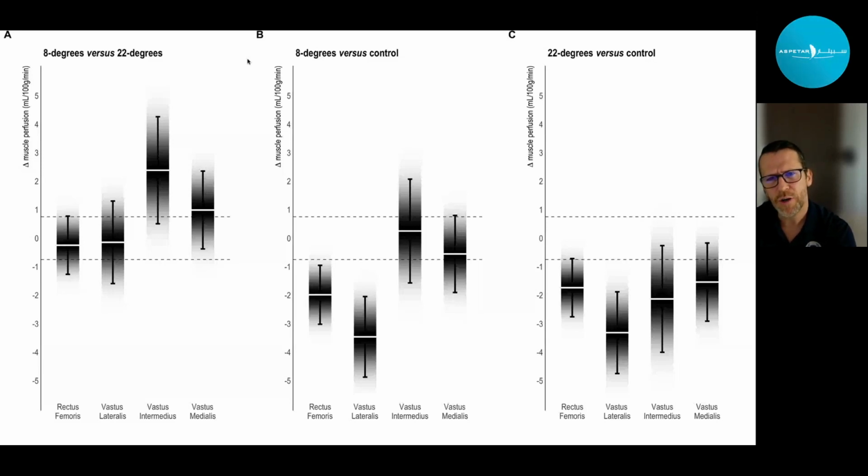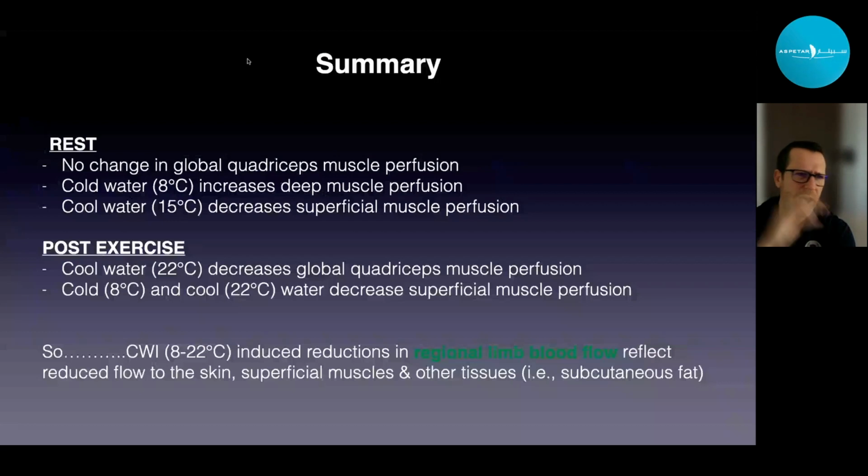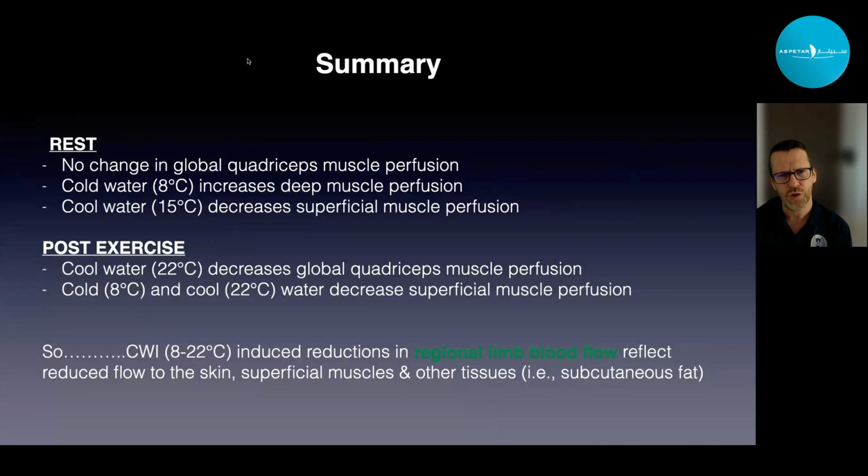So if we try to summarize this really contemporary information, then at rest, what we can say is that we don't see a change in global perfusion at rest, but what we do see is an increase in perfusion in the deeper muscles in really cold water, whereas in moderately cool water, we see a decrease in the superficial perfusion.